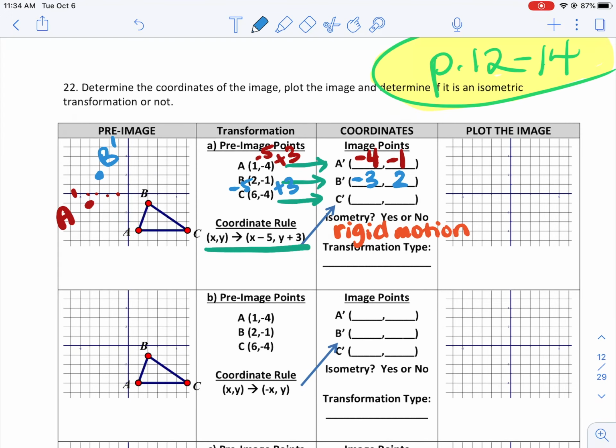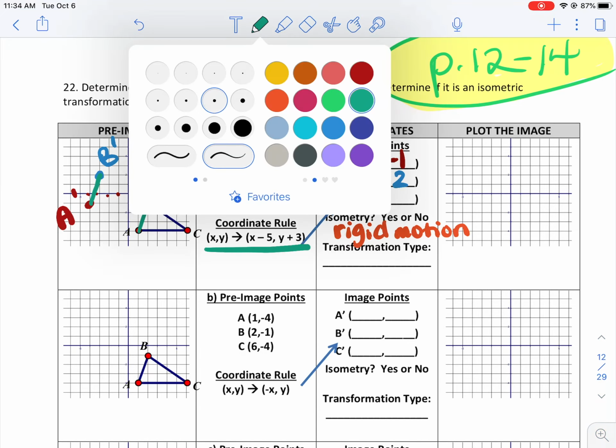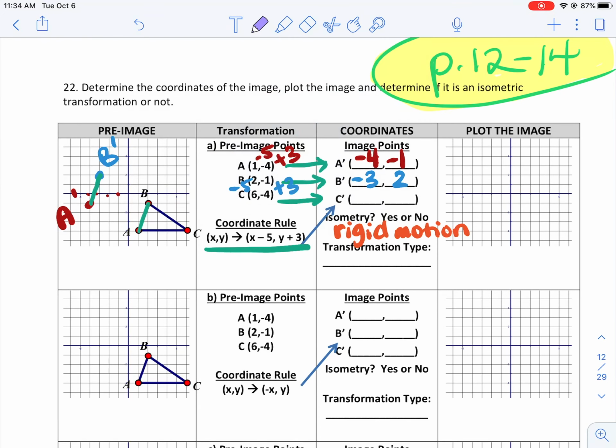Can you guys see already how AB looks the same as A prime, B prime? I'm going to take away 5 here and add 3 here to get C prime. So I'm left with 1, negative 1. And that's C prime. And now I'm going to make this into a triangle. That looks beautiful.